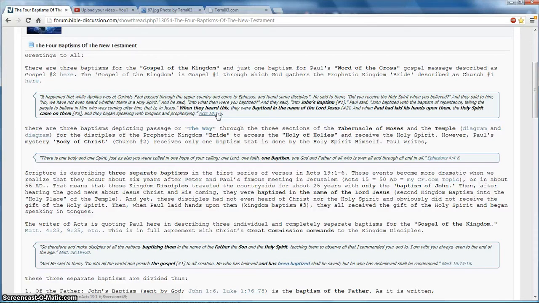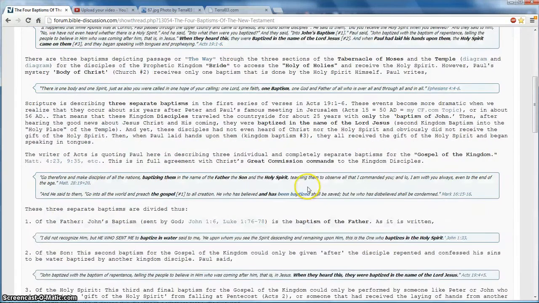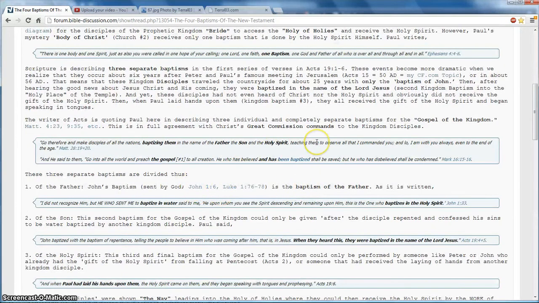"Go and preach the gospel to all creation. He who has believed and has been baptized shall be saved, but he who has disbelieved shall be condemned." Baptism is a command. It's vital. Three of them. Father, Son, and Holy Spirit for kingdom disciples. Because these three separate baptisms are divided this way. Of the Father, that's John's baptism, baptism in water.